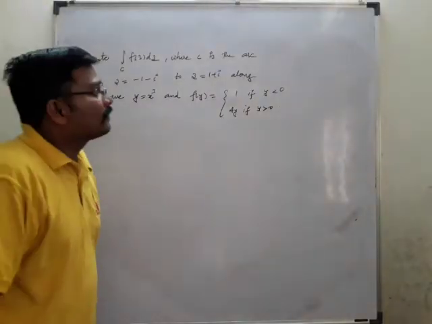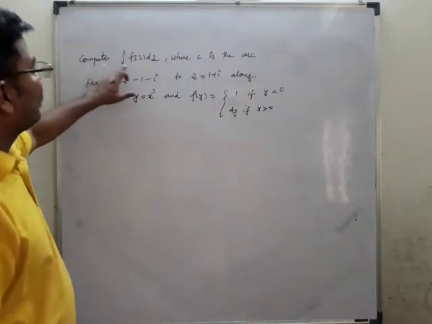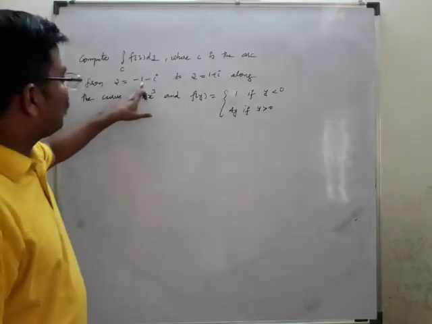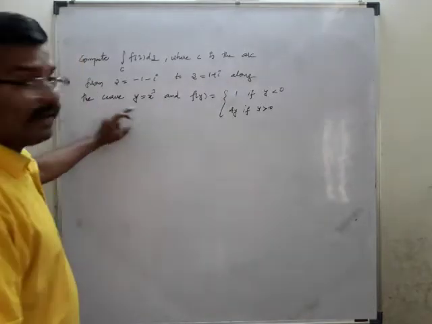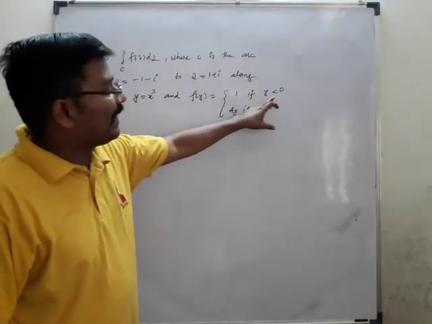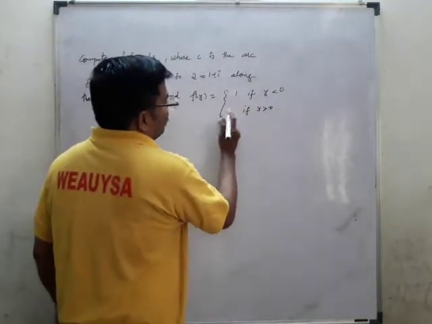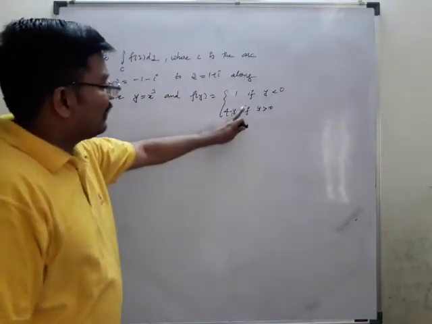Another problem regarding contour integrals. Compute the integral over C of f(z) dz, where C is the arc from z equals minus 1 minus i to z equals 1 plus i along the curve y equals x cubed, and f(z) is equal to 1 if y is less than 0, and 4y if y is greater than 0.